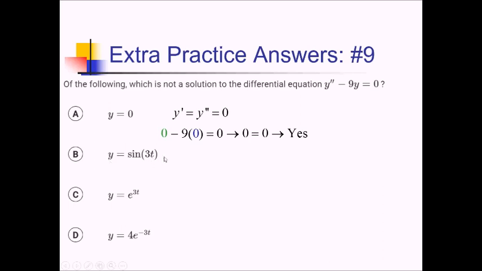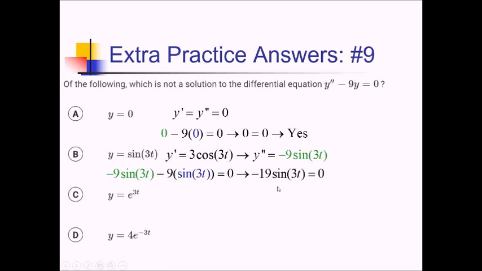Y prime for this is going to be, let's see here, we have a chain rule going on. So this is going to be 3 cosine of 3t. And then we need y double prime, another chain rule, so that's going to be negative 9 sine of 3t. Plugging all that in, we have negative 9 sine of 3t for that y double prime, minus 9 times sine of 3t equals 0. So this is, let's see, negative 9 minus another 9 is going to be negative 18 sine of 3t. Does that equal 0?